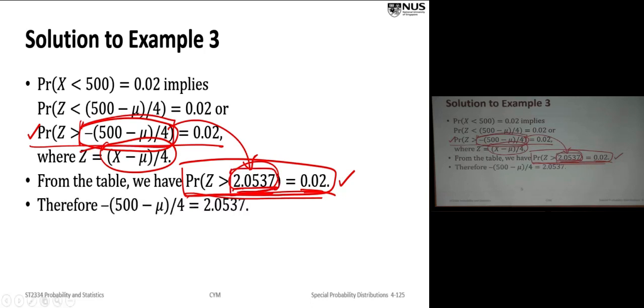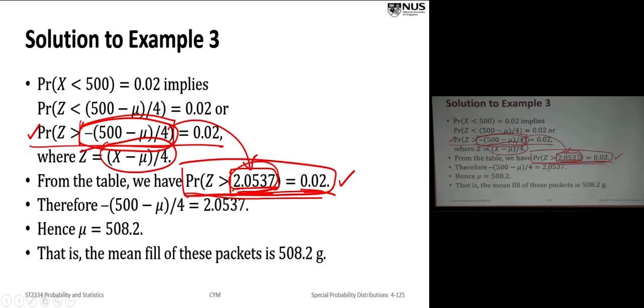So I set up an equation and solve for mu. So mu is 508.2. In other words, if I want to set my machine so that only 2% will be below my target, I need to set the mean equal to 508.2. Then the amount of sugar dispensed will be sometimes below 508, sometimes above 508. But only 2% will be less than 500.